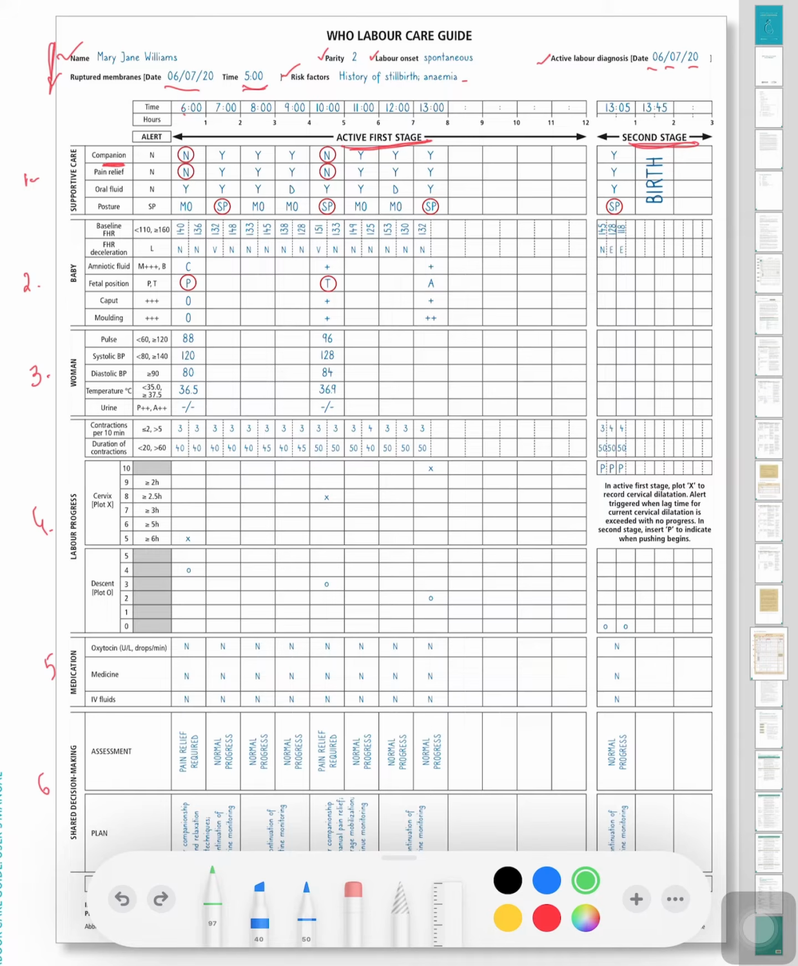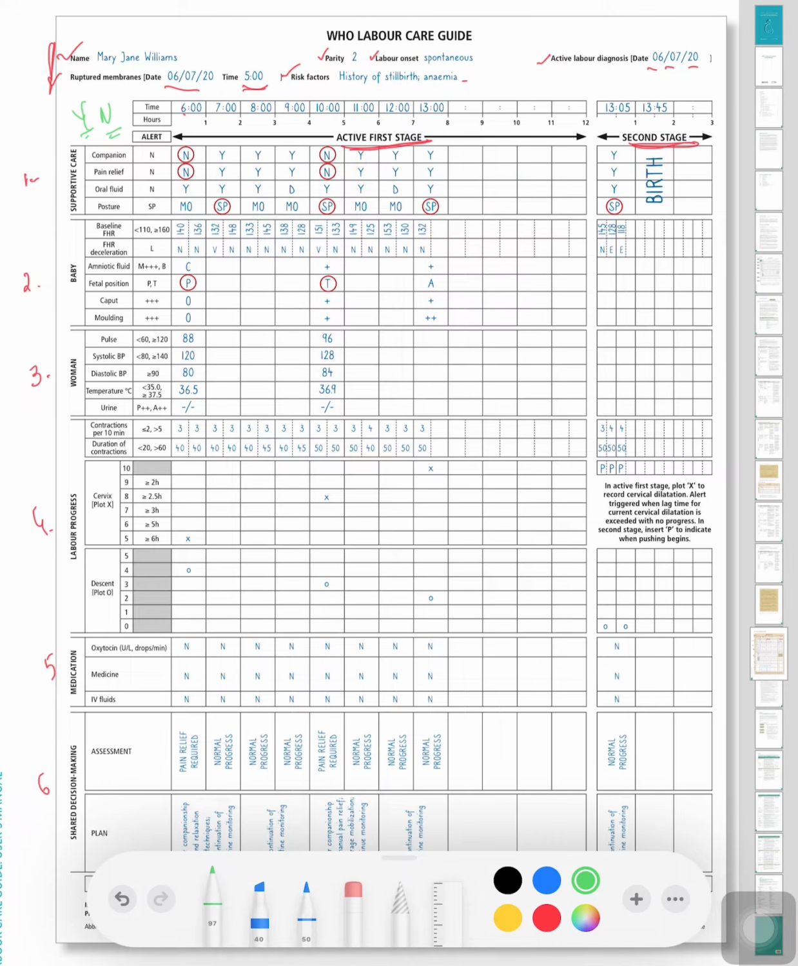Next comes the pain relief. When our patient presented to the hospital, if she is in pain and does not have any relief of that pain, you are going to write no, and that is an alert. That means she does not have any pain relief and you are going to offer her pain relief. Okay, and if she does have pain relief, you are going to write yes, and that is totally fine.